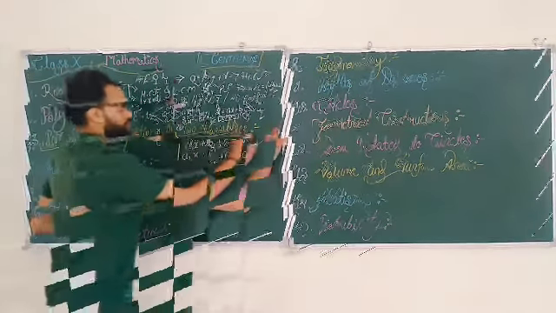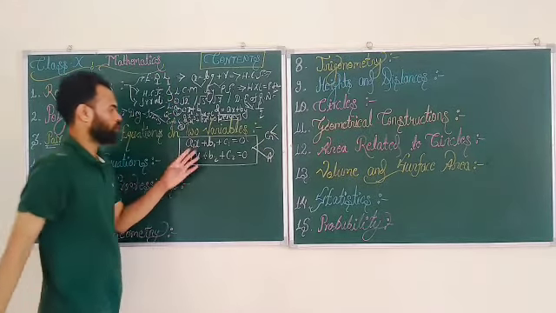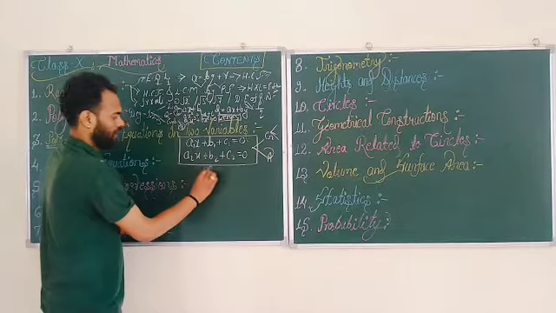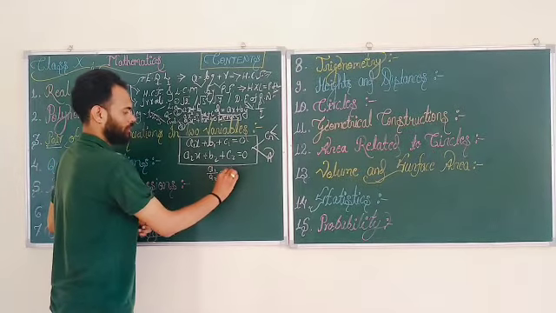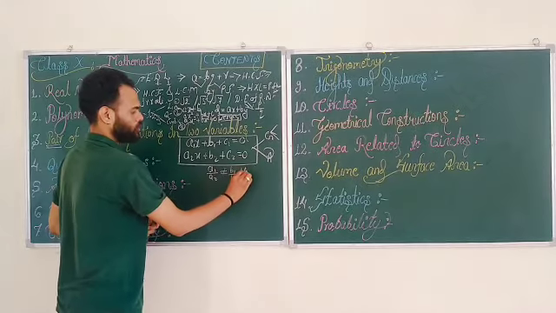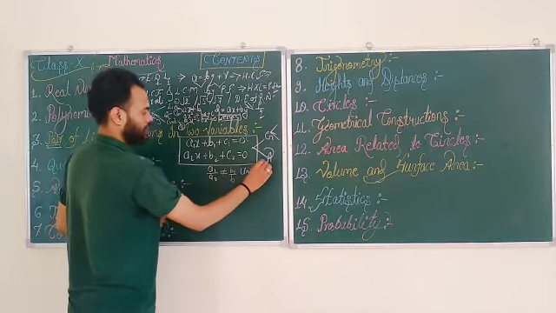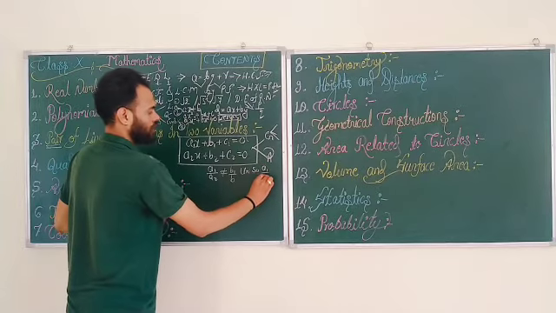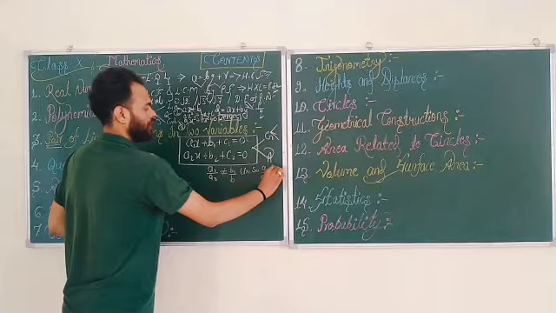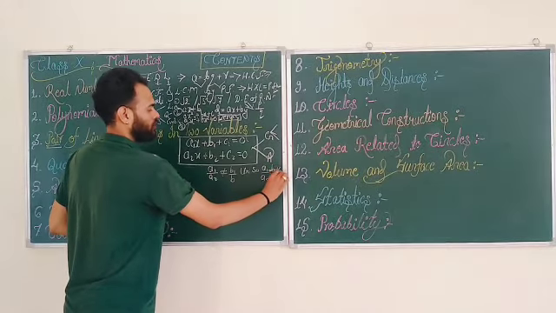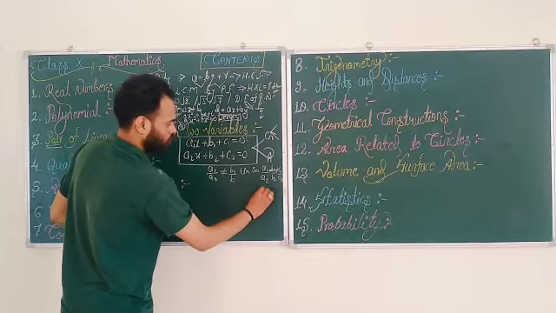We solve this pair of linear equations using the coefficients a1, a2, b1, b2. If a1 upon a2 is not equal to b1 upon b2, then it has a unique solution. If a1 upon a2 is equal to b1 upon b2 and not equal to c1 upon c2, then in this case it has no solution.